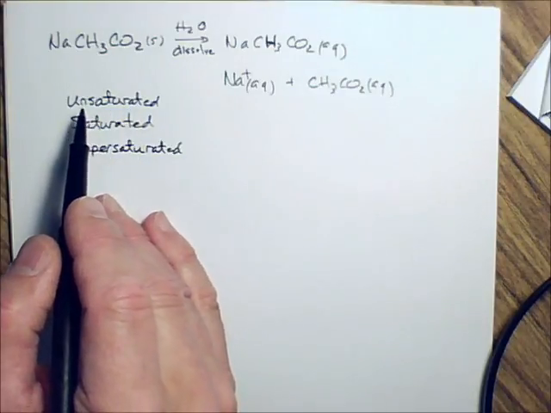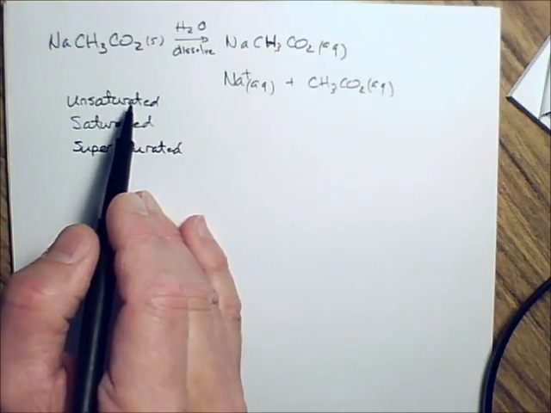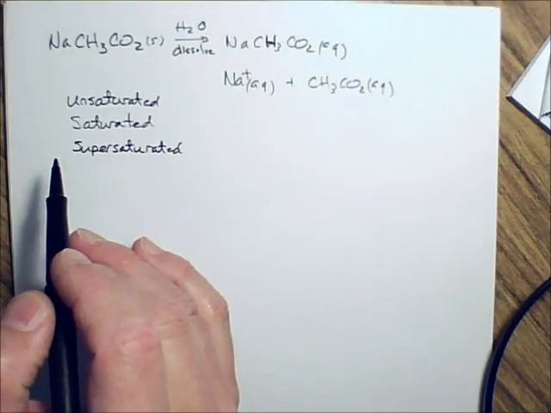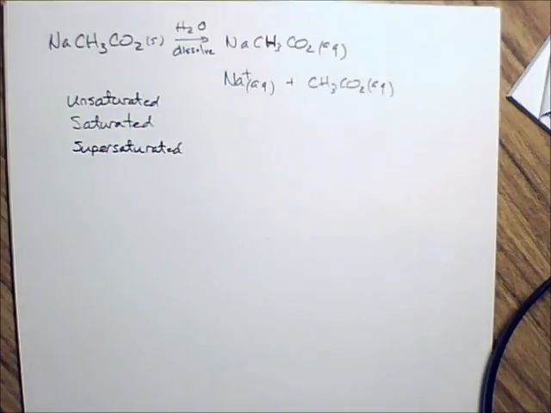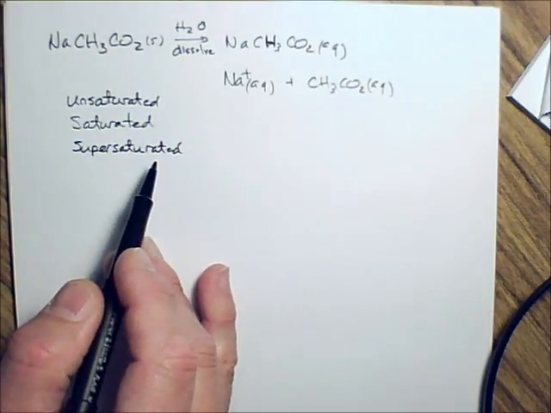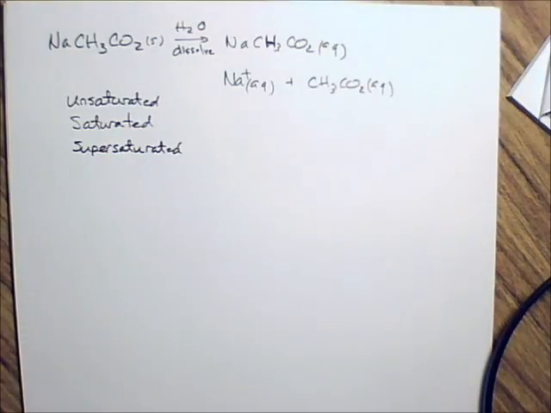If we're at the point where we can still dissolve some more solids over there, the solution is unsaturated. Once we reach the point where we can't dissolve anymore, that's called saturated. And then what we did for this demonstration earlier is supersaturate the solution. So in a sense, we kind of tricked the solution into accepting more dissolved material, more solute than it would normally accept under normal conditions. And that's what supersaturated means.